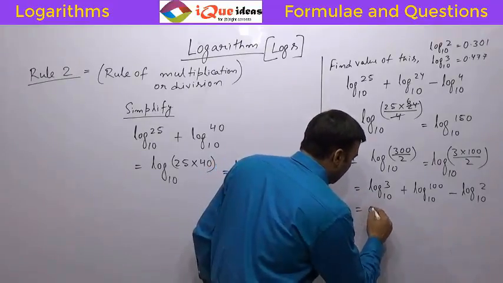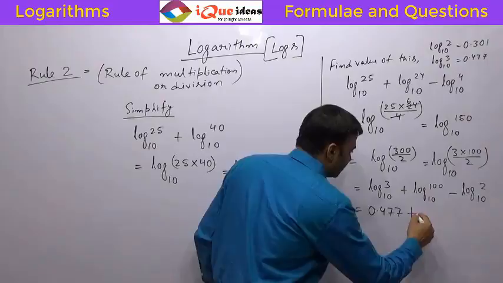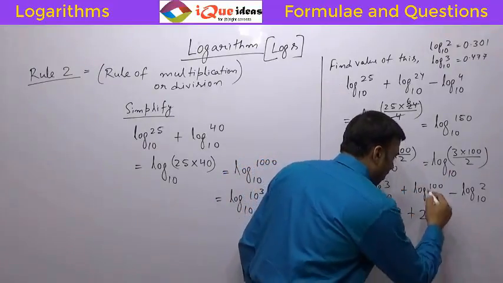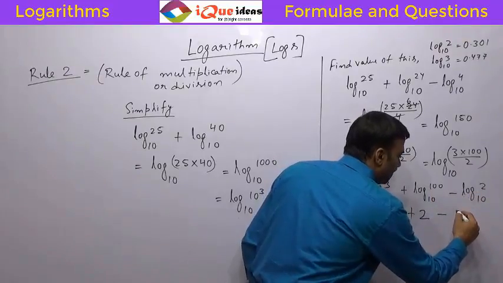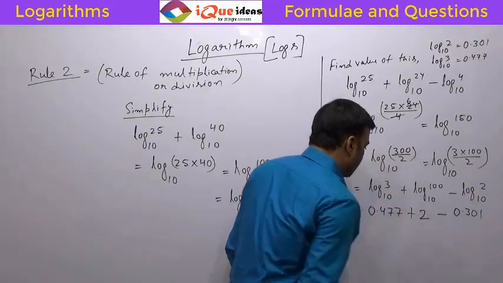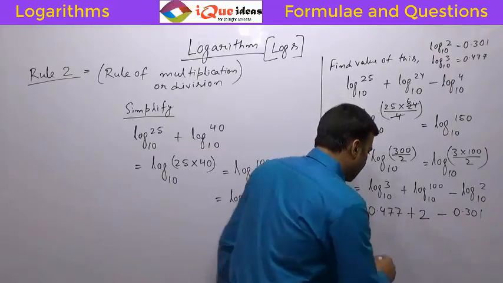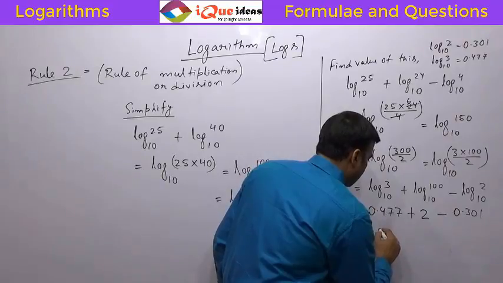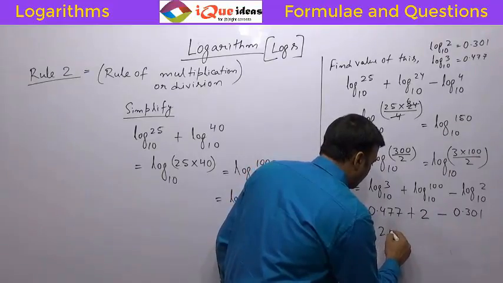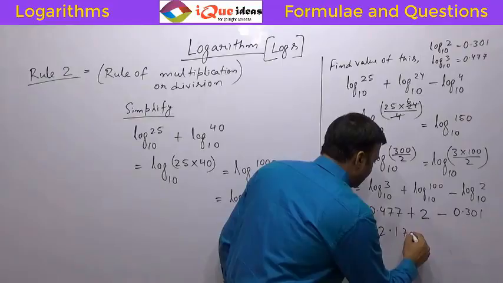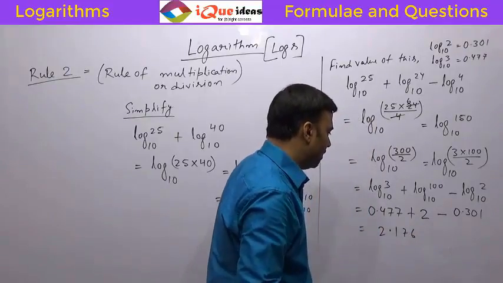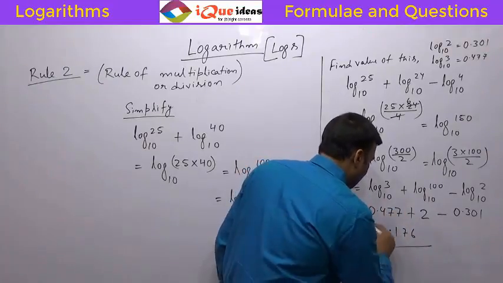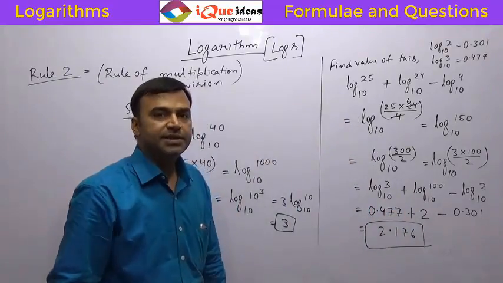So it becomes 0.477 plus. Now we know that 100 is 10 square. So it becomes 2. Log 100 to the base 10 is 2. Minus log 2 to the base 10 is given, 0.301. So 0.477 minus 0.301, if you subtract the whole thing, it will become 2.176. Alright. So 7 minus 1, 6, 7 minus 0 is 7, 4 minus 3 is 1. So final answer of this question is 2.176.